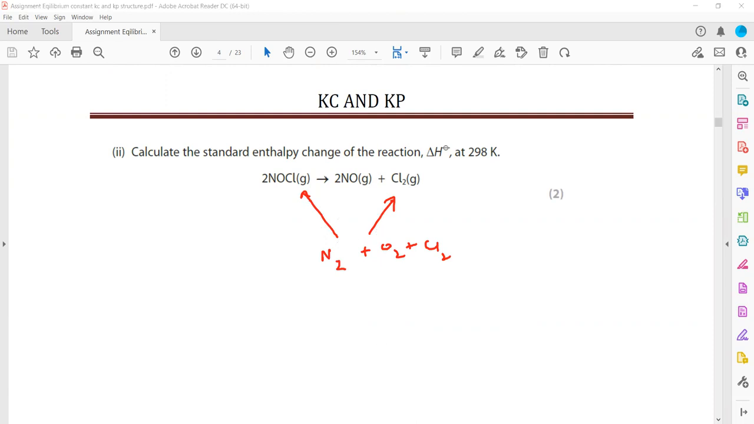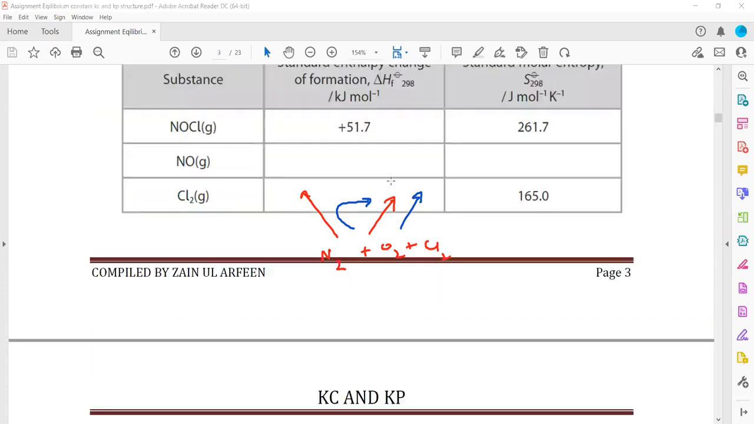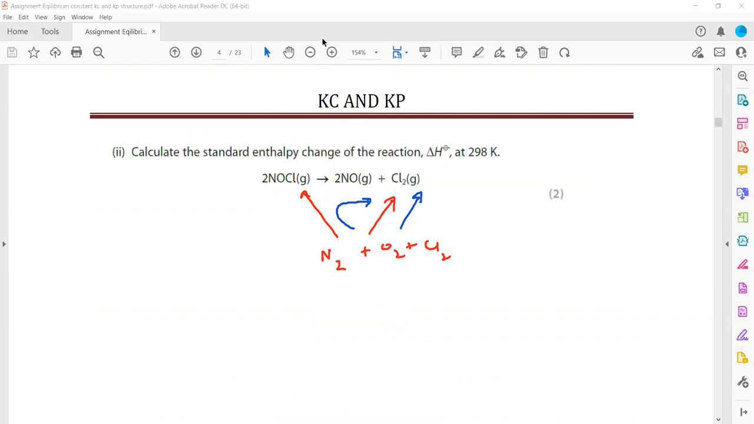So according to Hess's law, the overall energy change does not depend on the route or the path. So if we follow route 1 or we follow route 2, the overall energy change is not affected. So it means when nitrogen, oxygen and chlorine react to form nitrosyl chloride, 2 moles. So 1 mole formation of nitrosyl chloride, that is 51.7. In the beginning, it's given here 51.7. But here in the question, 2 moles are formed. So it will be 2 multiplied by 51.7.